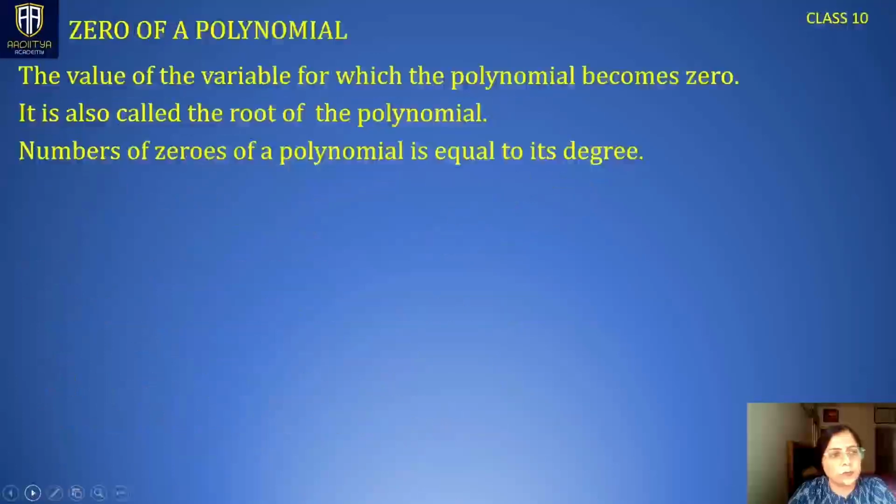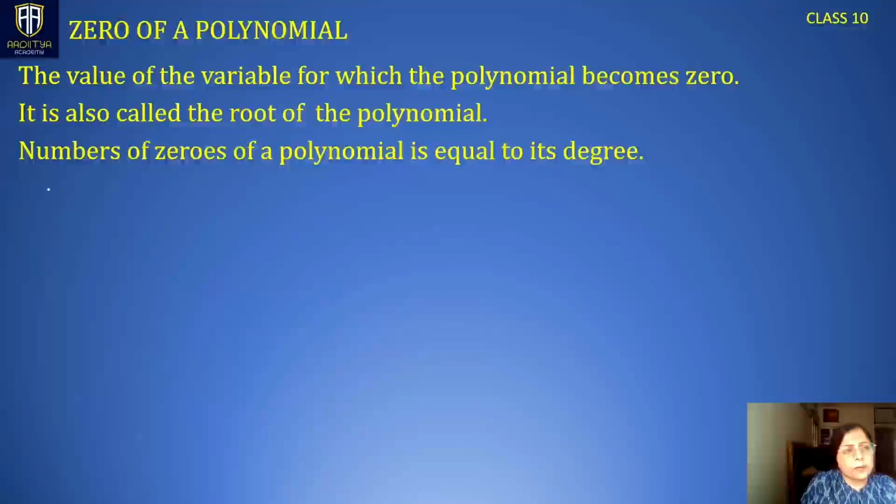So, next we have the definition of zero of a polynomial. You must have heard of solutions, zeros, or roots of a polynomial. All these things mean the same. And the zero of a polynomial is defined as the value of the variable for which the polynomial becomes zero.